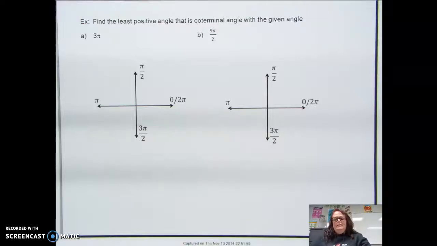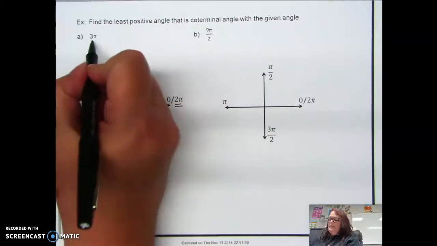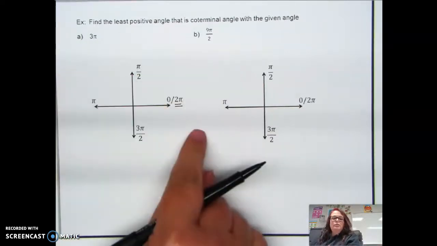Okay, so then the next thing we need to start doing is understanding when do we have something in the first revolution and when is it too big or too small. Remember, one full revolution is 2 pi. And so if this is saying 3 pi, then that means it's too big.